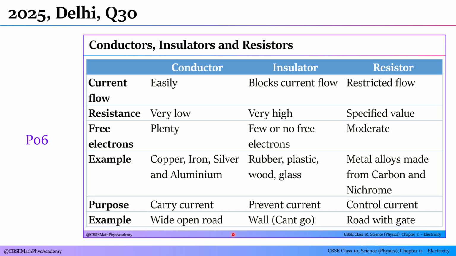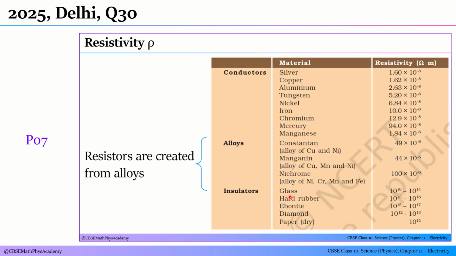So this again we have discussed in part 6, the difference between conductor, insulator and resistor. What they are used for, and some common materials, we have discussed in part 6 of the video. And in part 7 we have seen the typical values of resistances, like a conductor means how much value, insulator means how much value. We have seen the typical values of this resistivity. So now applying the concepts we learned from part 6 and part 7, we will try to solve this problem.